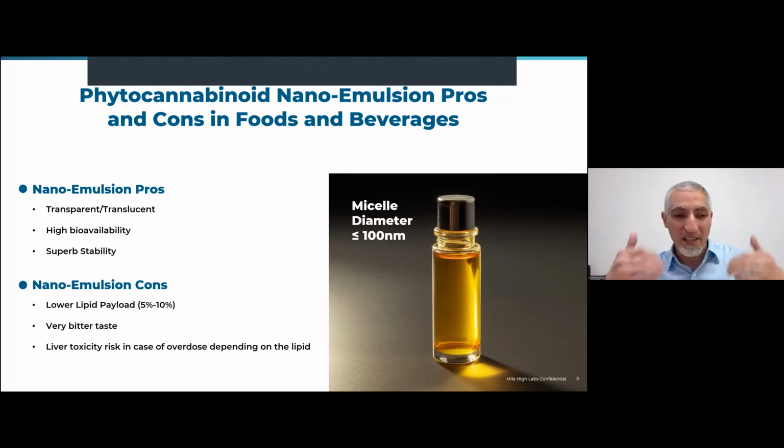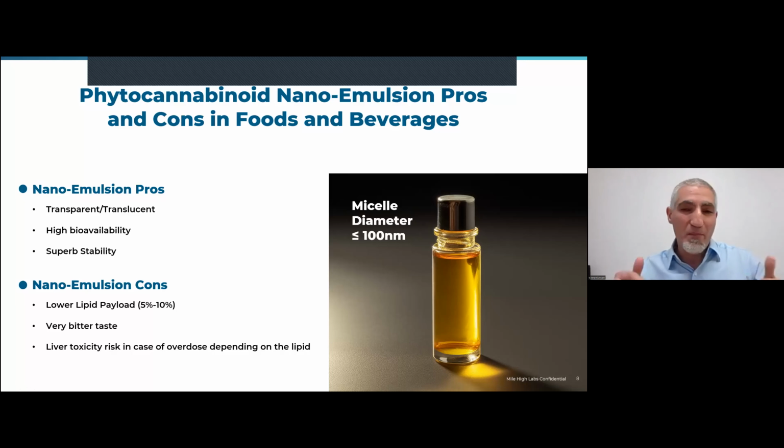And more importantly, liver toxicity risk. If your lipid active has even a little bit of liver toxicity, then if you nano emulsify it and take it at a large dose, at a dose where microemulsion would be safe, nanoemulsion might not be safe anymore, because now you deliver more of it to the liver and it might cause liver toxicity. So this is why with nanoemulsions, you have to be very careful.